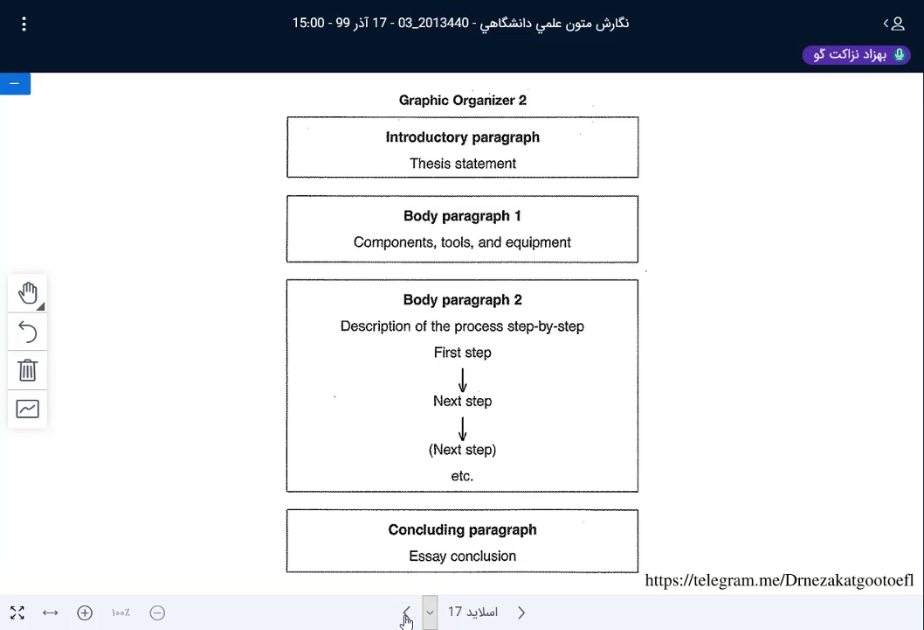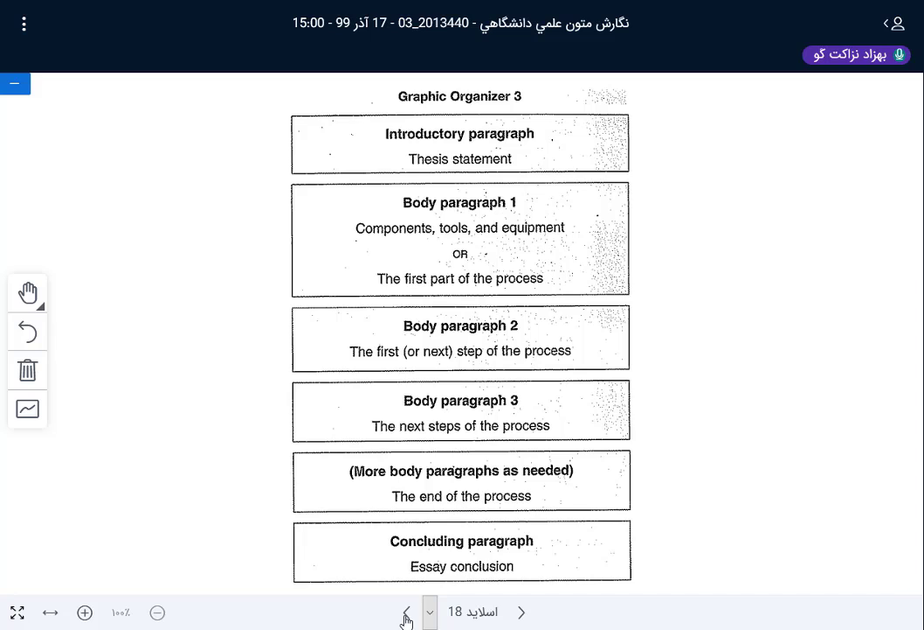Sometimes we have an introductory paragraph and the thesis statement, then one body paragraph, and we add the components, tools, and equipment, and then we try to describe the process step by step, and we move from the first step to the next, to the next, to the final step. And then we have the concluding paragraph. This is another way to write the process analysis.